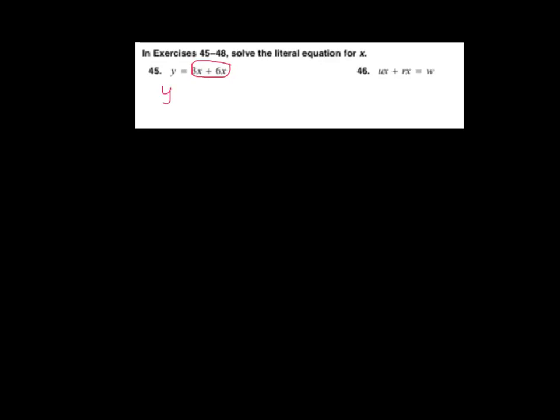So we have y equals, and then 3x plus 6x is 9x. Then the opposite of multiplying by 9 would be to divide both sides by 9. And when we do that, we find out that y over 9 is equal to x. And we know we're finished because now we have isolated x.